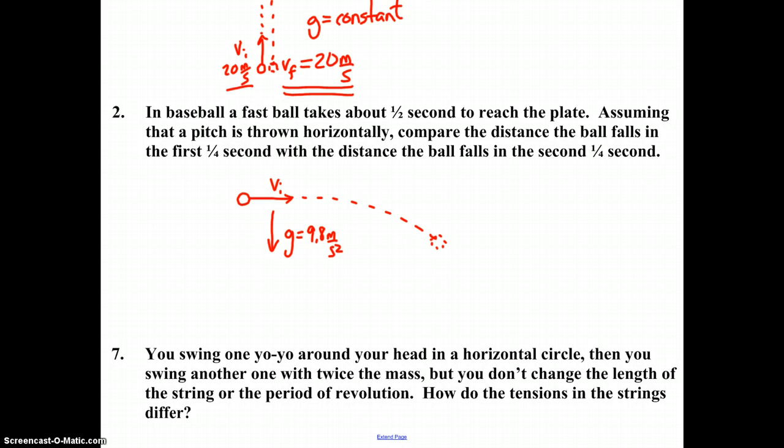What we know about an accelerating object is it gets faster and faster. That means it's going to cover more distance as time goes on. So if this represents the position of the ball after a quarter second, that means it would only have fallen this distance here. And then in the second quarter second, it will have fallen this distance here. Clearly, the ball is falling further in the second quarter second than in the first quarter second, because, of course, it's accelerating downward due to gravity. So the answer is that it falls further in the second quarter second.